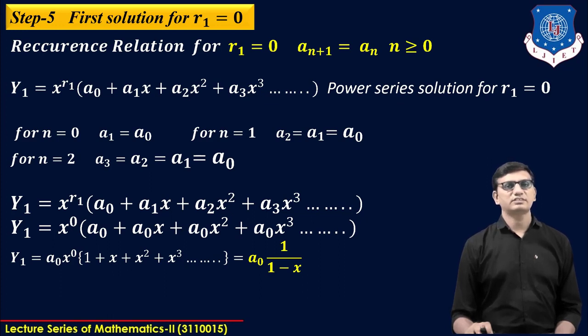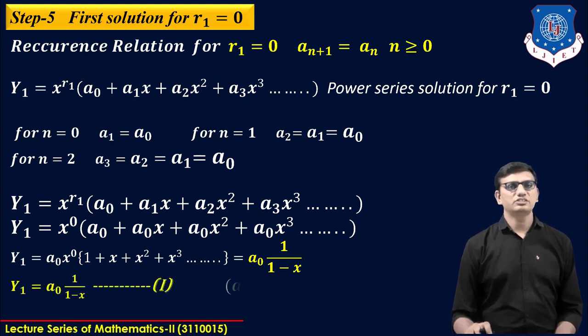Here 1 plus x plus x square plus x cube and so on is a power series solution of our differential equation. Here it is the Maclaurin series of the function 1 upon 1 minus x. Then we get the first solution as a0 into 1 upon 1 minus x, where a0 is an arbitrary constant.